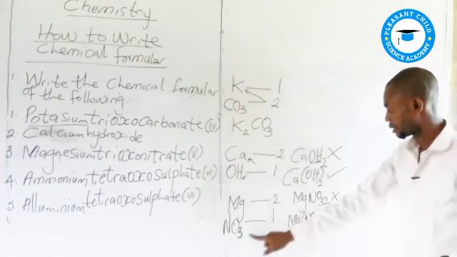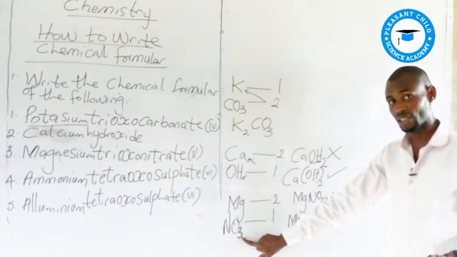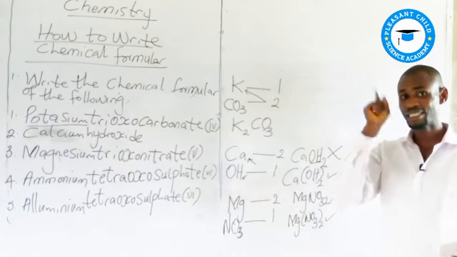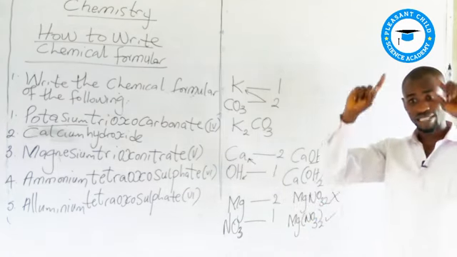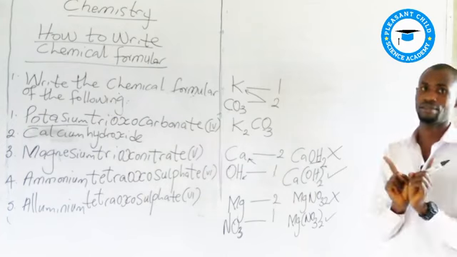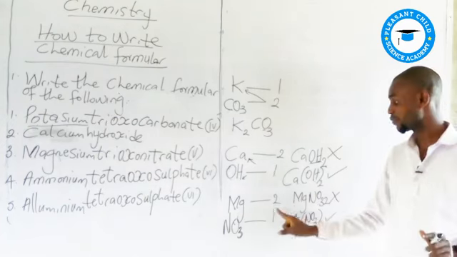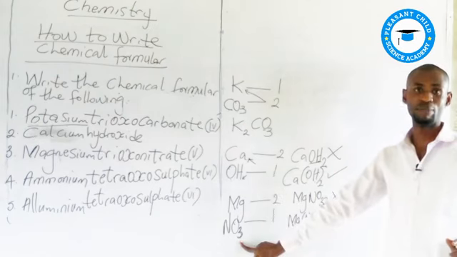You know why? There is a base number here. Even if there is no base number here, as long as the radical is taking a number greater than 1, that radical must be in a bracket. That radical must be in a bracket before the subscript number comes and meets it.